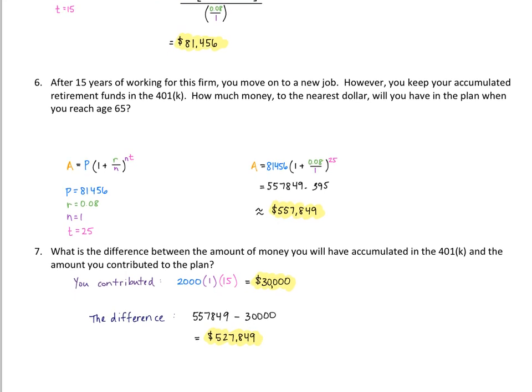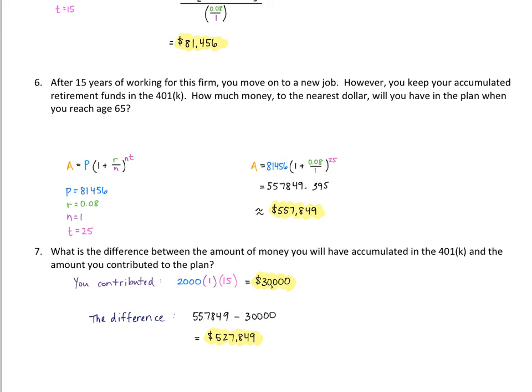So now let's talk about what is the difference between the amount of money you will have accumulated and the amount of money you contributed. So remember, at the very beginning, we contributed $2,000 each year, okay? In the example above, in example 5, remember P was $3,000 because our company gave $1,000 each year. But what did we contribute? $2,000 once a year for 15 years. So we contributed $30,000 over that 15 years.